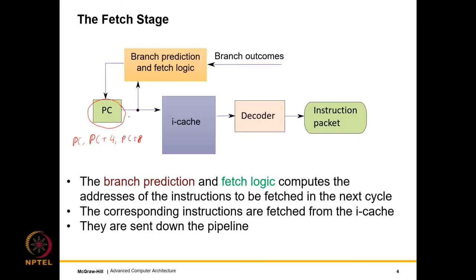So if we have a fetch width that is more than 1, for example, if we fetch, let's say, 2 or 3 or 4 instructions per cycle, then what we can actually do is take multiple addresses, which is essentially PC, PC plus 4, PC plus 8, and so on, and fetch them from the iCache. The instructions can then be sent to the decoder, which will decode the instructions. Then the decoded instructions will be put in the relevant instruction packets.